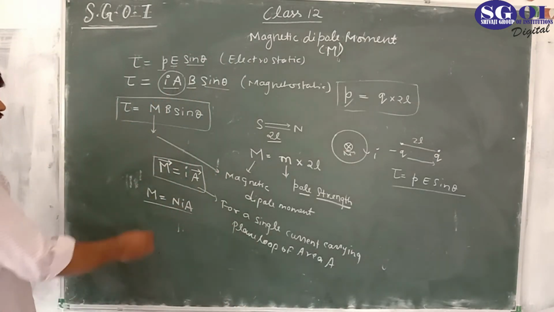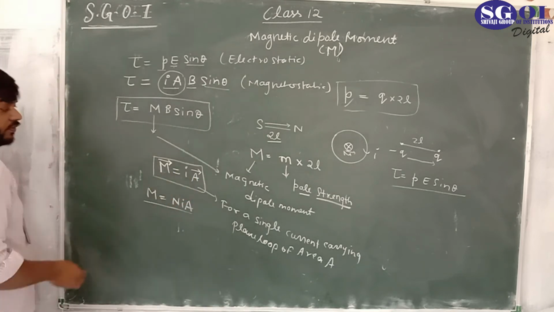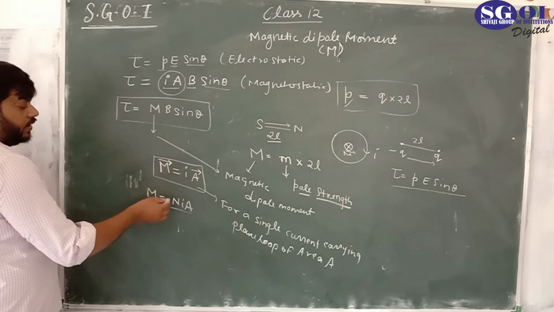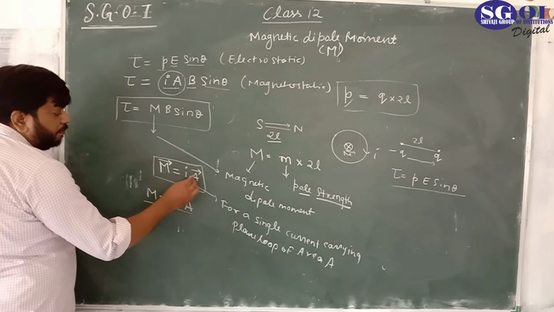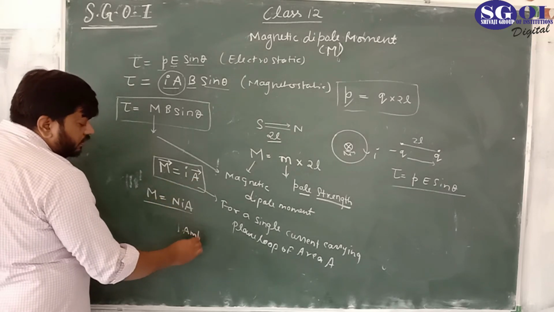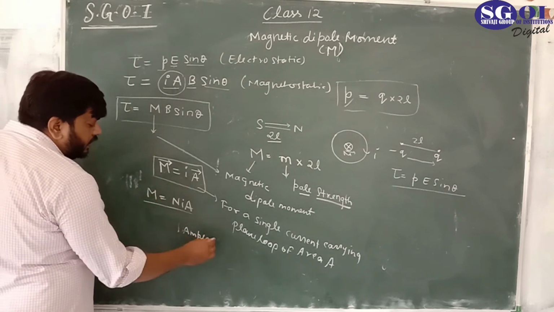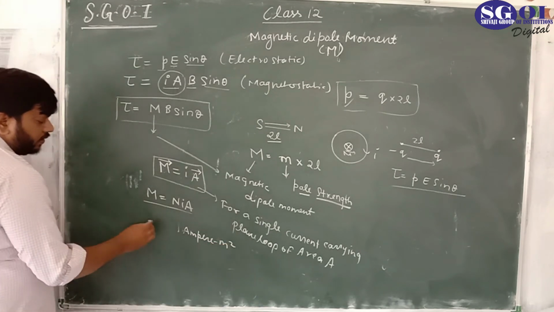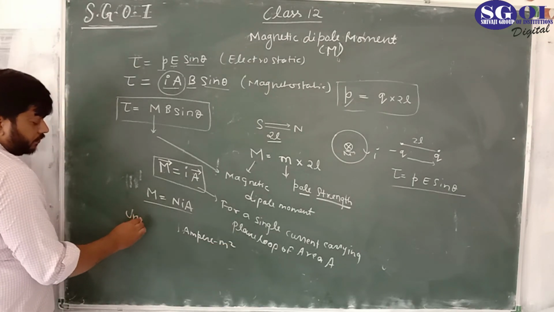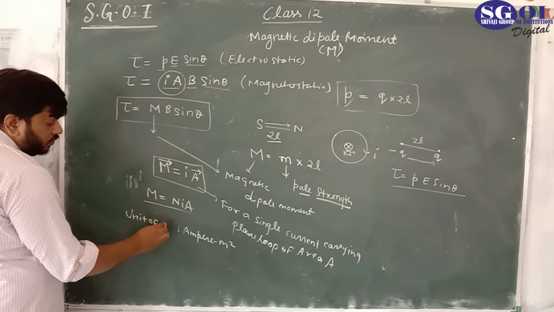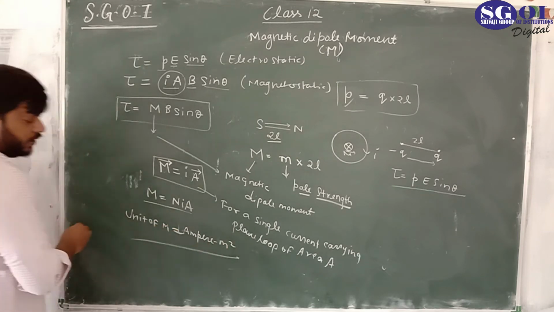From here you can also find the unit. The unit of m is ampere, this is ampere and this is meter square. So this is ampere meter square. The unit of m is ampere meter square.